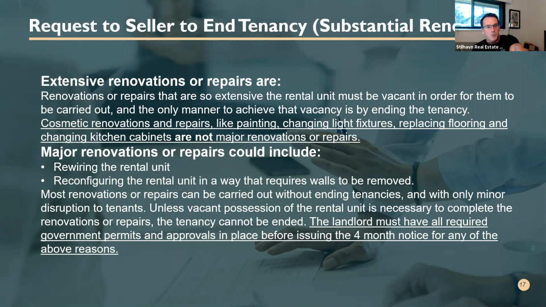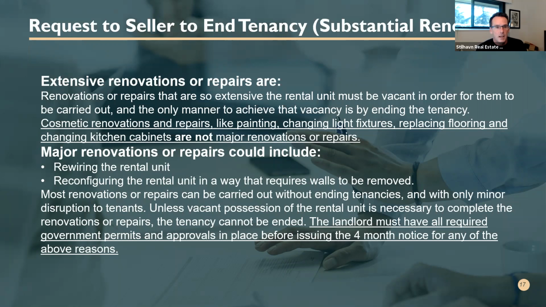Oh, and the other thing is you have to have all permits and approvals in place before even issuing it. So as a listing agent, you would never be able to issue a substantial renovation notice on behalf of a buyer because they have to get the permits first. And everything that would be considered a substantial renovation would require permits.